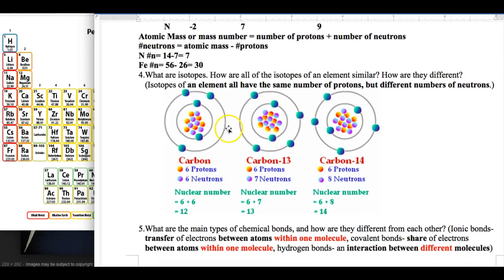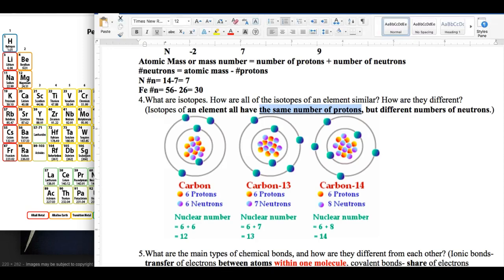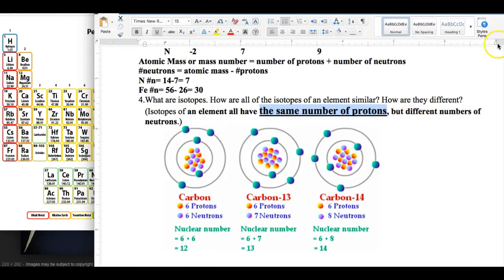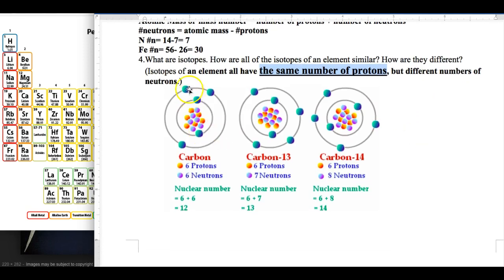All right, going back to isotope, what are those? Okay, here we go. Isotope is an element. Remember, you're characterizing that specific element. If we're talking about carbon, we're always talking about carbon. It's a specific element that has all the same number of protons. Same number of protons. Remember, proton number never changes. If we're talking about one element, proton number never changes. But it has different number of neutrons.